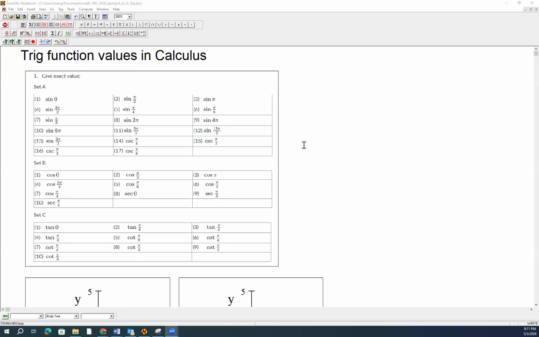Hello, everyone. In this lesson, we're going to go over the trig function values in calculus. I went through the calculus text and found these trig function values that you most likely encounter when you are taking calculus.